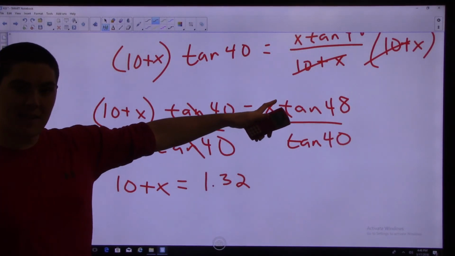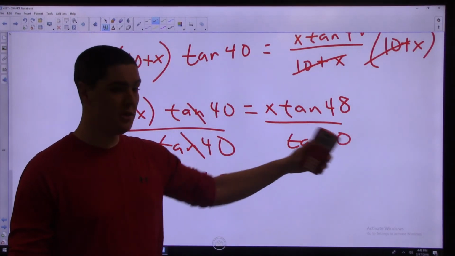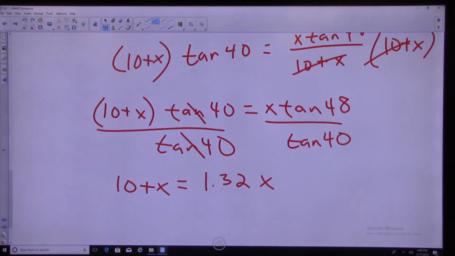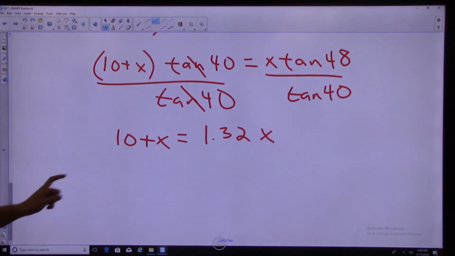And I'm forgetting about this x here. All I did was tangent 48 divided by tangent 40. That's 1.32. That's going to be 1.32x. This is easy to solve, isn't it?